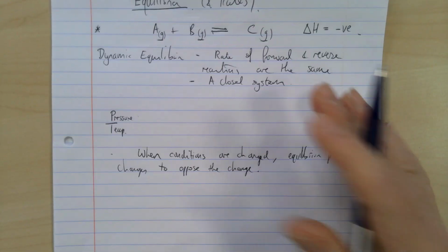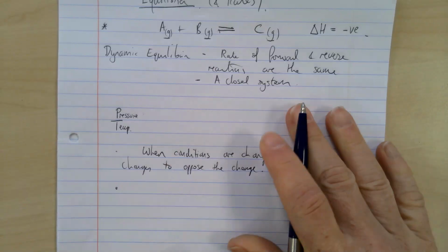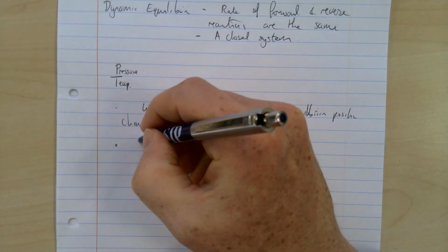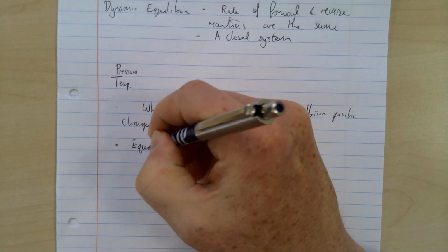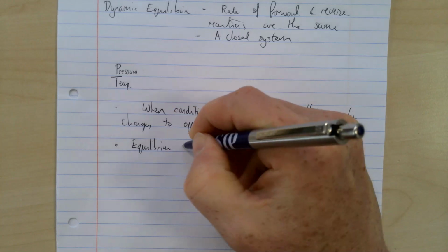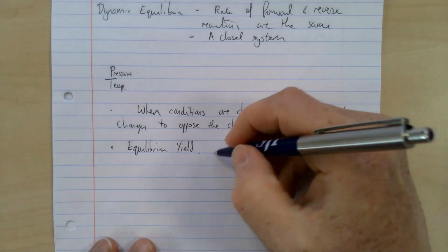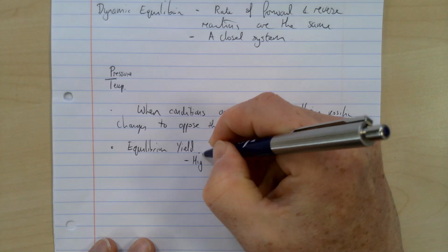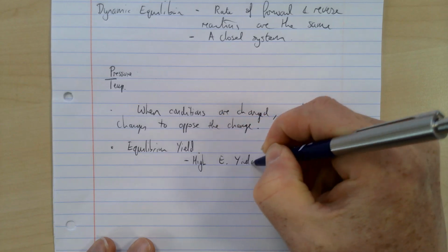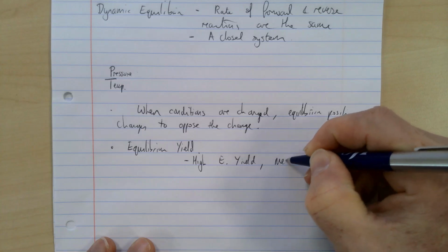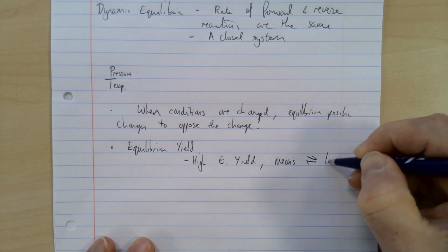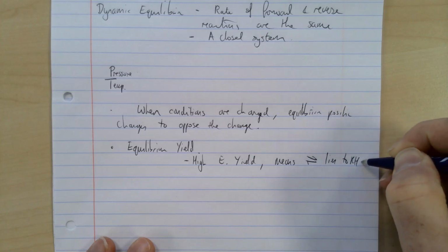But before we get on to looking at exam questions and practicing this, I just want to highlight a term called equilibrium yield, which often confuses people. So equilibrium yield is just a way of saying how much of the products are formed. So if the equilibrium is lying way to the right, we've got a high equilibrium yield. So high equilibrium yield means equilibrium lies to the right hand side, and vice versa.